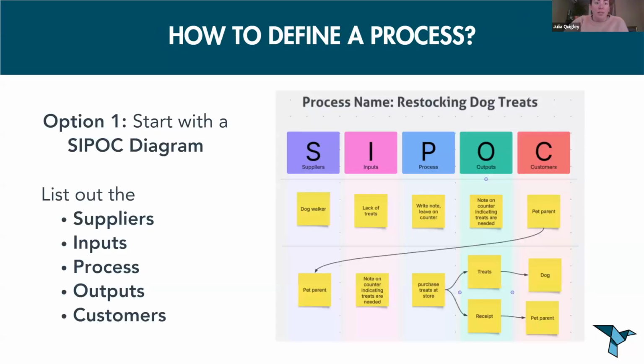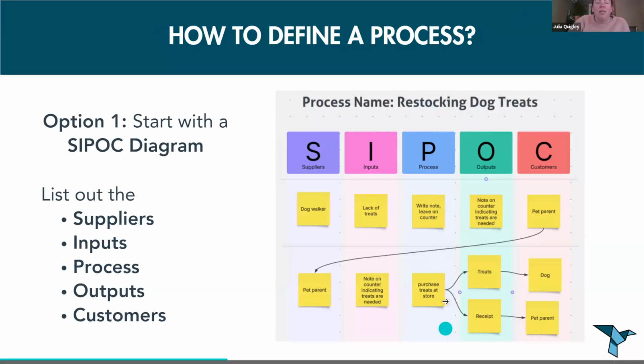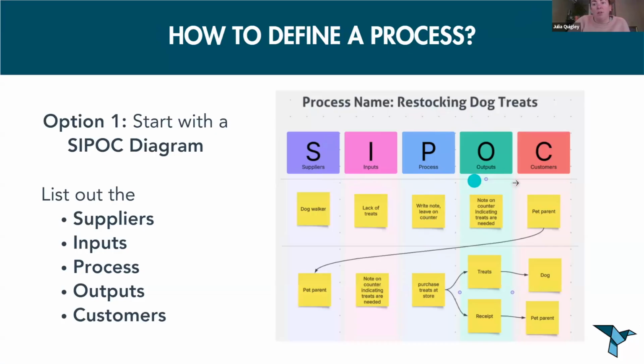So how to define a process? Last time, it was 2 weeks ago, we started with a SIPOC diagram. So you can see my fun example of restocking dog treats over here. And this is a high-level view of the process steps of restocking dog treats, and then all of the suppliers and the inputs that are required to complete the process, and what happens after, and who gets the results of completing this process. So that was last time.